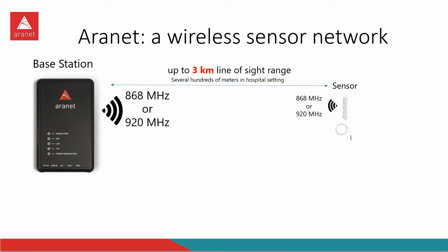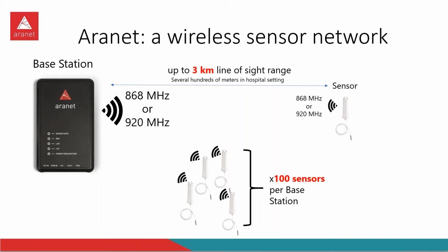Of course, if there are obstructions, it will be shorter because you cannot cheat physics. So in a hospital setting, typically what we would expect is several hundreds of meters. With this, you can have up to 100 sensors per base station. So one base station can receive the measurements from 100 different sensors.